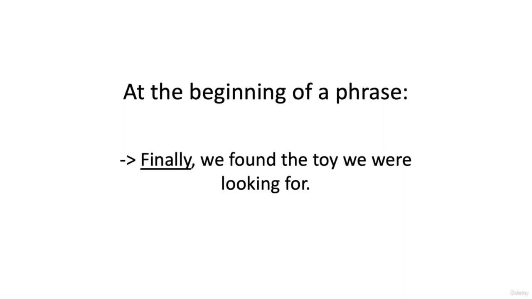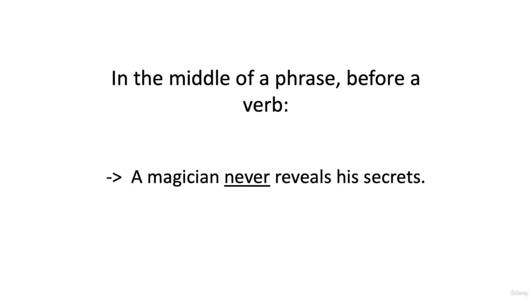Now, adverbs can be used in 3 different ways in a sentence. It can be used at the beginning of a phrase. For example, finally, we found the toy we were looking for. We can use an adverb in the middle of a phrase, but before a verb. A magician never reveals his secret. Reveals is a verb, and never is the adverb.